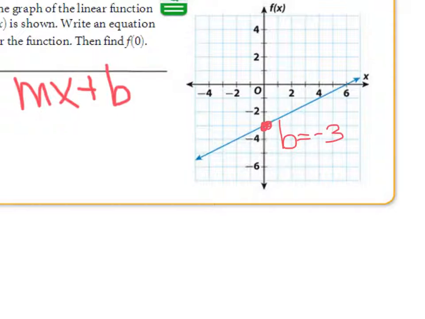Now for slope, we need to find 2 points. I've got one labeled already, so I'm going to look for another one. Here I notice it crosses at an actual point, so I can use that. So counting my rise over run, I rise up 1 and run 2. So my slope is 1 over 2. So m equals 1/2. Well, as soon as I have m and I have b, I have enough information to write my equation.